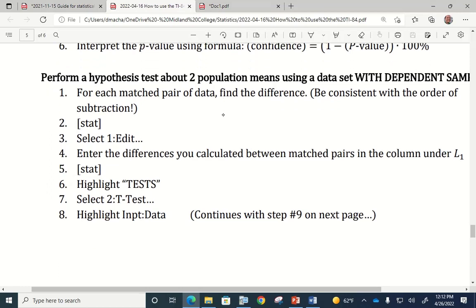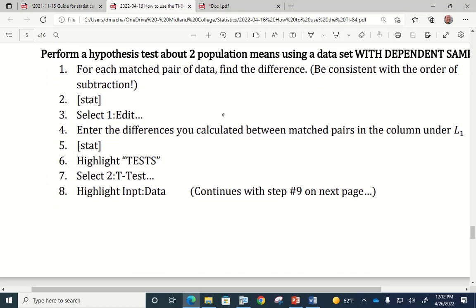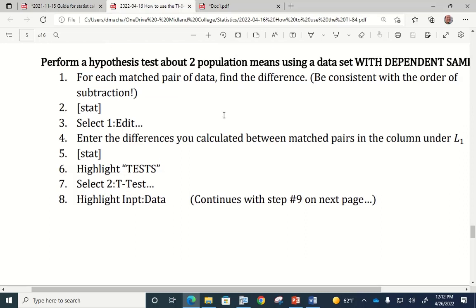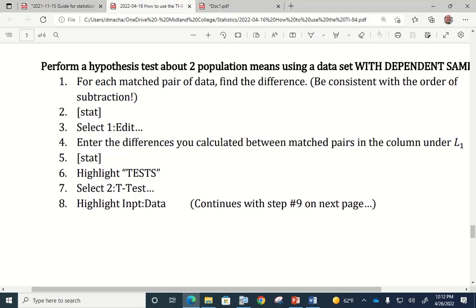If we have a hypothesis test about two population means with dependent samples, then you still have to find that difference by hand. There's no way around it. You do have to be conscious about your order of subtraction. Then you're going to put the differences in your calculator under list 1. Then you're going to just use the number 2 t-test like we did before.